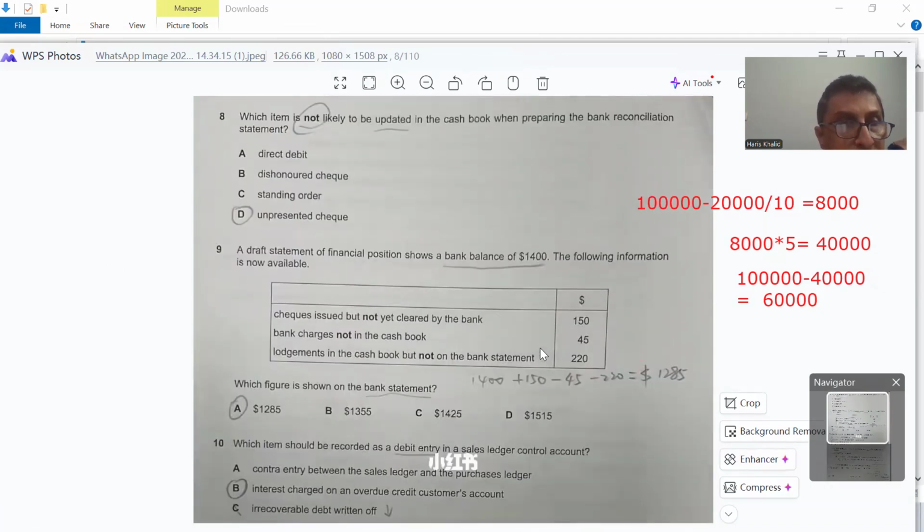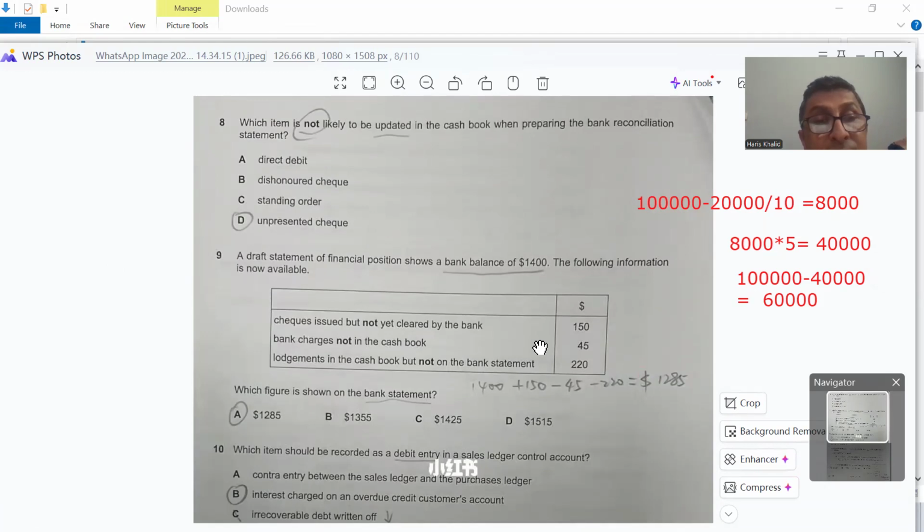Next is, which item is not likely to be updated in the cash book when preparing the bank reconciliation statement? Direct debit obviously comes in the cash book on the credit side. It is a payment. Dishonored check comes on the credit side. It is a payment. Standing order comes on the credit side. It is a payment. Unpresented checks go to the bank reconciliation statement. It will not affect the cash book. So D is the answer.